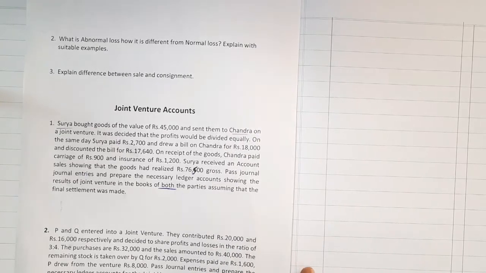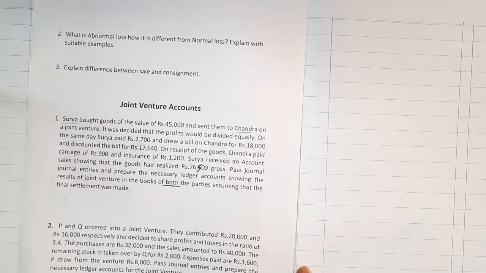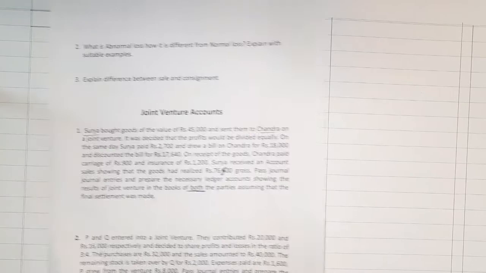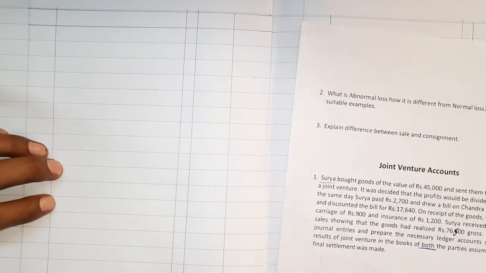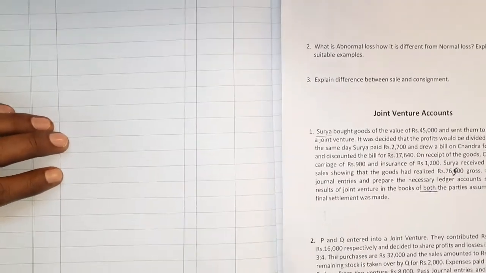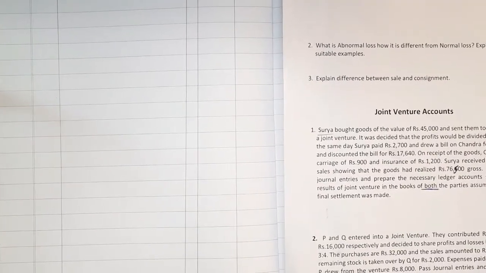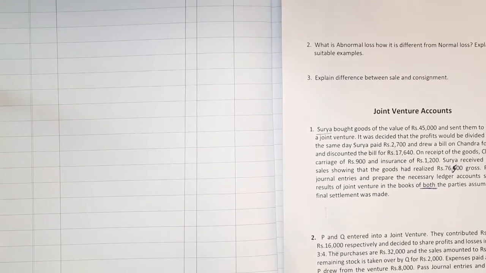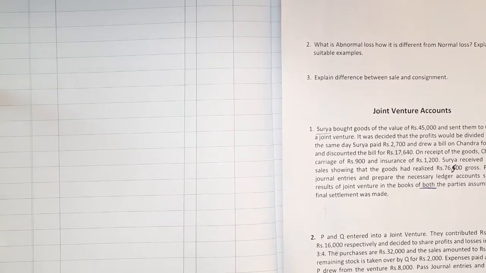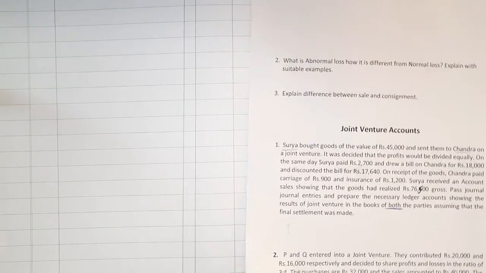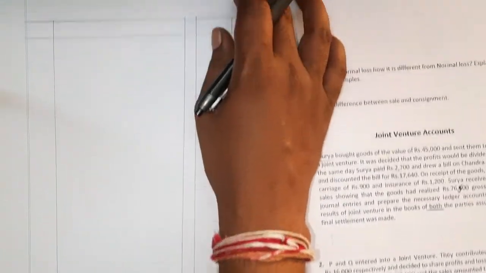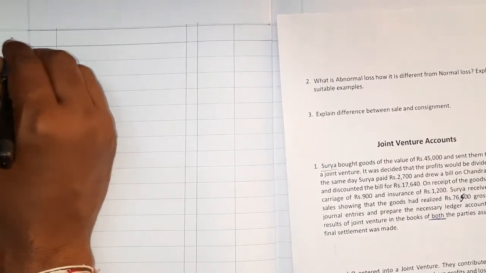We can call these the case where separate books are maintained. If separate books are not maintained by the organization, then how to prepare the journal entries and ledger in the books of Surya and Chandra, that is what we follow now. In this first one, solution.